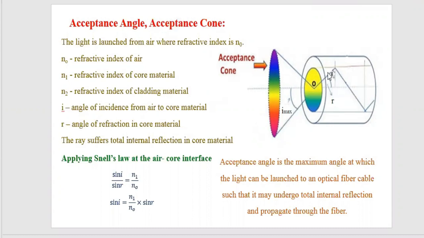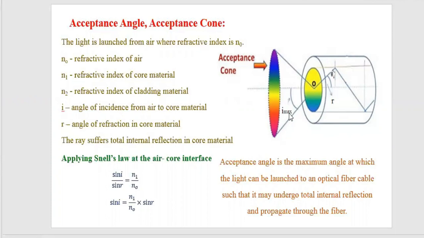So to make total internal reflection in this core material, the launching angle into the core material is important here. So let us measure this launching angle. Let n0 be the refractive index of the medium outside the core material, let it be air. n1 is the refractive index of the core material, and n2 is the refractive index of the cladding material.